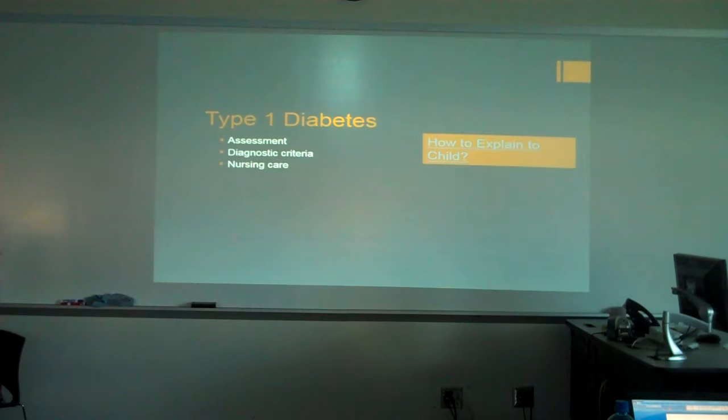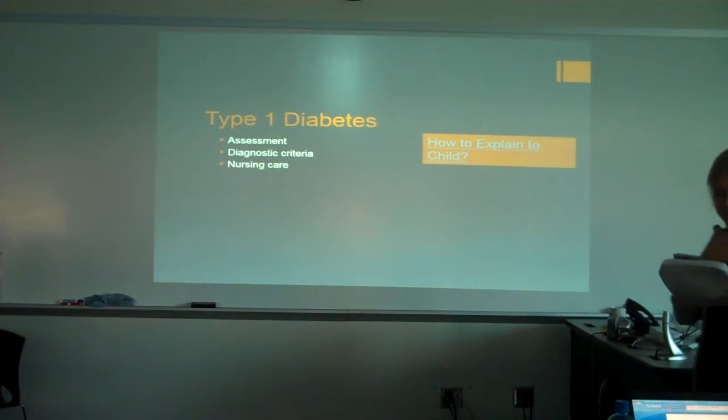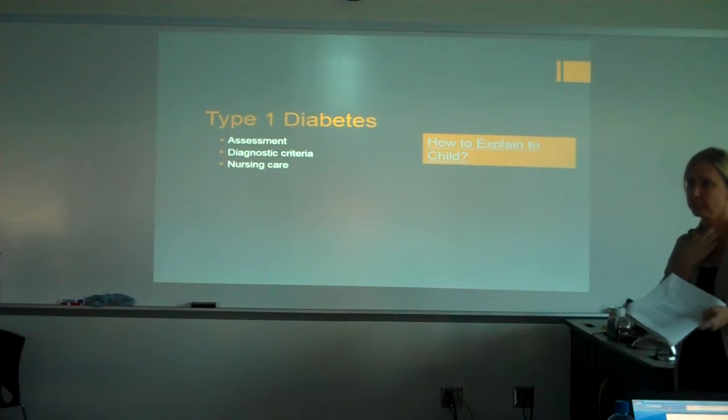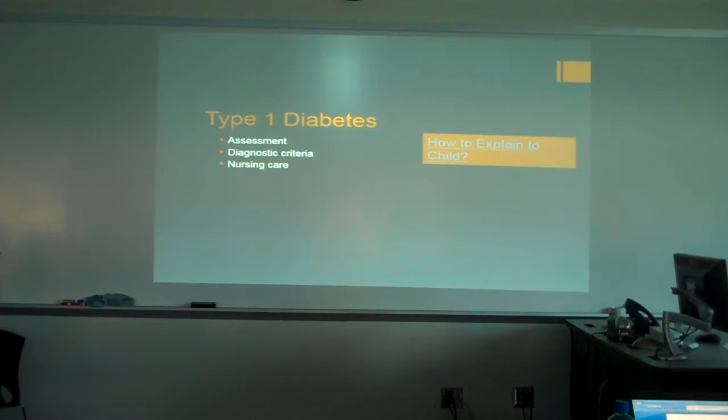When you teach them nutrition, teach that they want to eat similar types of food each day at regular intervals, and they do not want to skip meals. If they're going to exercise, they want to eat a snack 30 minutes prior. If they're going to have a change in activities, they may need a change in their insulin, so they want to contact their healthcare provider so they can evaluate their insulin.